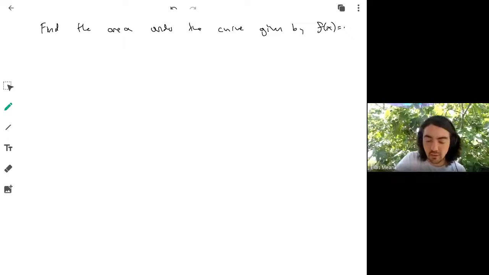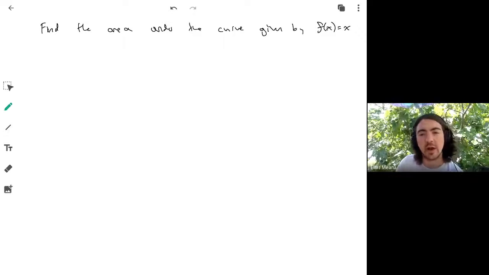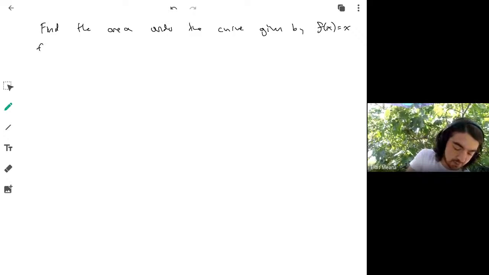Actually, let's do x for right now, because I'm going to show you guys that this actually works in two different ways, okay? So we're going to try to find the area under the curve of x from the origin to, let's say, 2, okay?